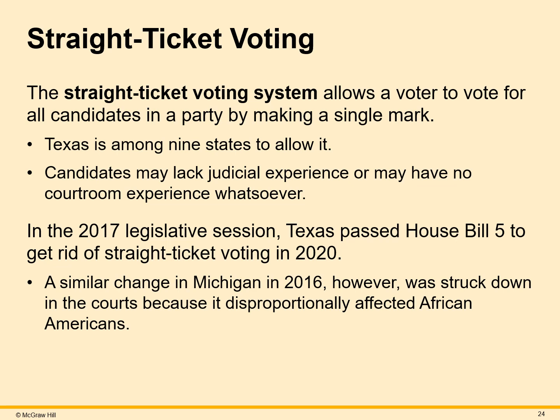The straight ticket voting system allows a voter to vote for all candidates in a party by making a single mark. Texas is among 9 states to allow it. Candidates may lack judicial experience or may have no courtroom experience whatsoever. In the 2017 legislative session, Texas passed House Bill 5 to get rid of straight ticket voting in 2020. A similar change in Michigan in 2016 occurred. However, it was struck down by the courts because it disproportionately affected African Americans.